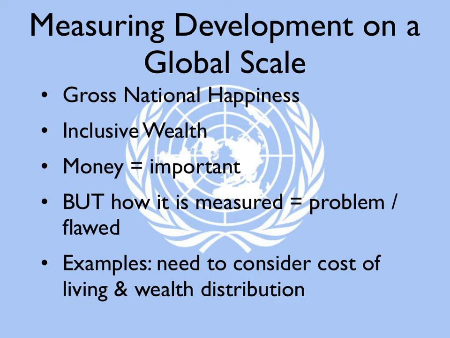Last week, some of you watched the video for gross national happiness, and others read the website dedicated to inclusive wealth. I believe we came to a conclusion that even though happiness is important, money matters too. And I believe also that we agreed that it is how wealth is measured that is a problem. So we mentioned 2 aspects that should be considered when measuring wealth, when measuring money. The first one was cost of living, and the second one, wealth distribution.